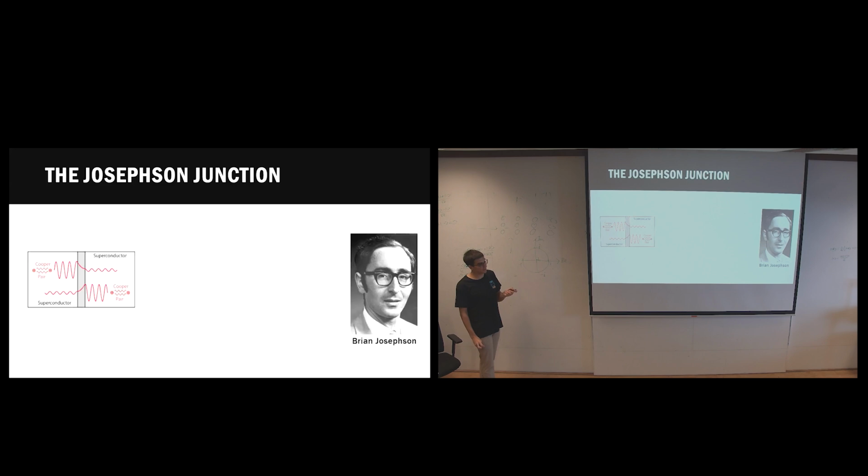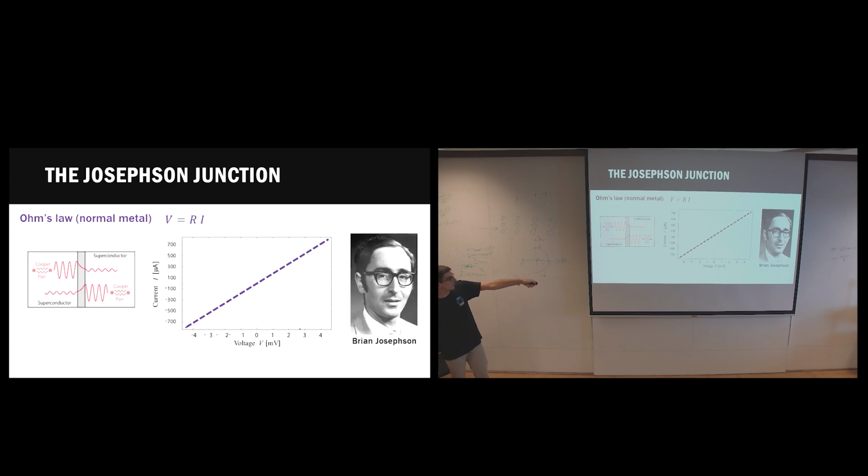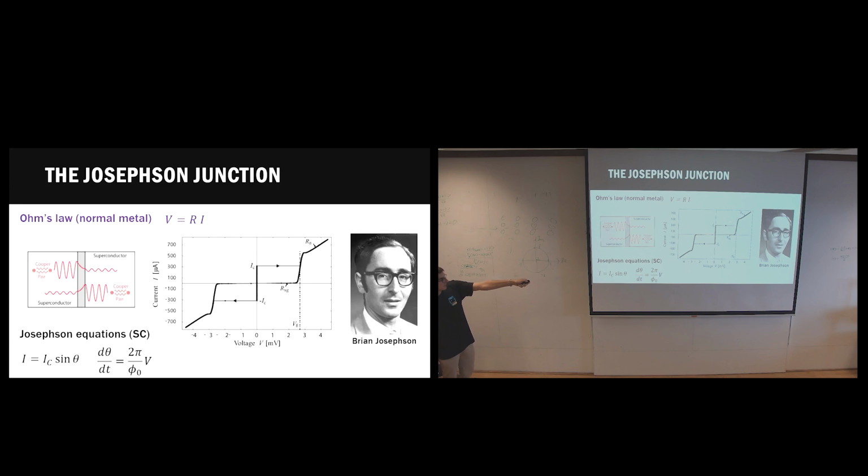So if we plot, for instance, the current versus voltage for a normal metal, we have what you may have studied, of course, Ohm's law. So voltage is linearly dependent on the current, and the dependence is the resistance. If we plot voltage versus current, we have just a straight line, and the slope of this line, in this case, would be 1 over R. But if we take this Josephson junction and we plot I versus V, what we find is this, which is basically governed by the Josephson equation.